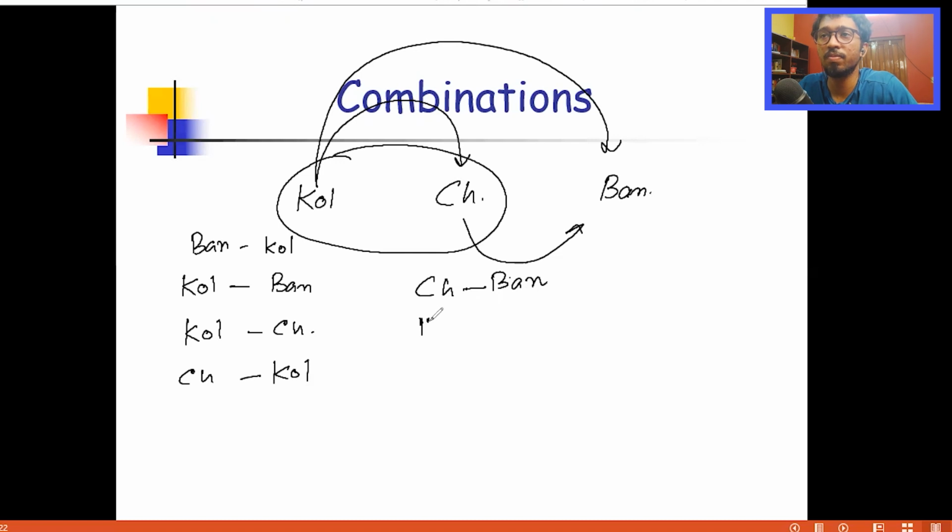So Chennai, secondly, Bangalore and Chennai, right? So these are the arrangements of two teams from these three teams. How many ways? So these are the permutations. All the permutations are here.